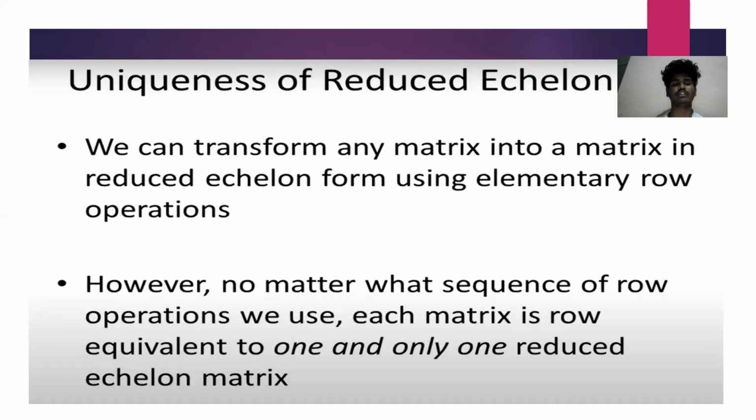Uniqueness of a reduced echelon form. In this we have 2 points. We can transform any matrix into a matrix in reduced echelon form using elementary row operations. However, no matter what sequence of row operations we use, each matrix is row equivalent to one and only one reduced echelon matrix.